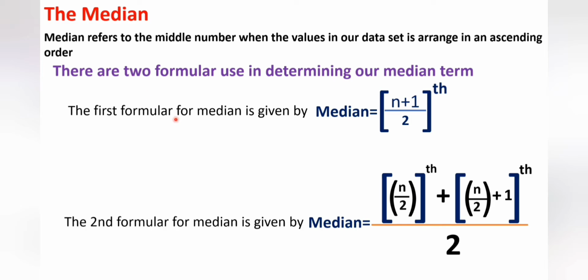The first formula is used when the total number of our data set is odd. Then we can make use of (n plus 1) all over 2, the term that falls in between. That will be the median number. Are you getting it? The second formula is used when the total number of our data set is even. Okay, let's proceed to some worked examples on median.